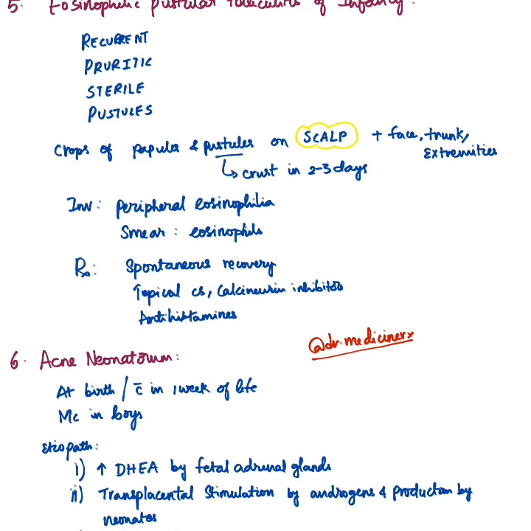On investigations, we see that there is peripheral eosinophilia, and on smears there are eosinophils present. The cultures are however negative, and on histopathological examination there is eosinophilic spongiosis as well as dermal infiltrate of eosinophils. Management, again, these lesions disappear spontaneously, so there is a spontaneous recovery. But we can also try topical corticosteroids and tacrolimus, that is a calcineurin inhibitor, as well as systemic antihistaminic agents, because this is a pruritic condition.